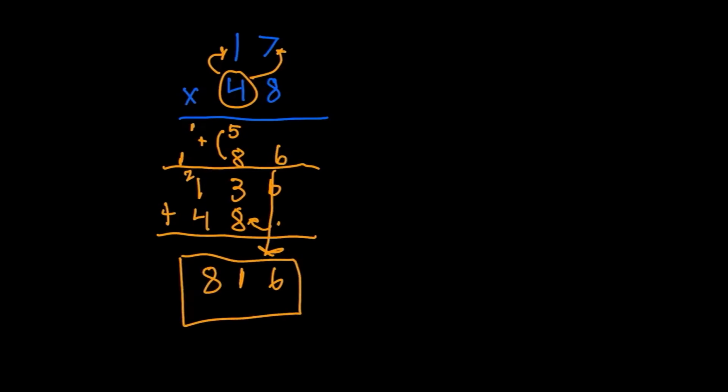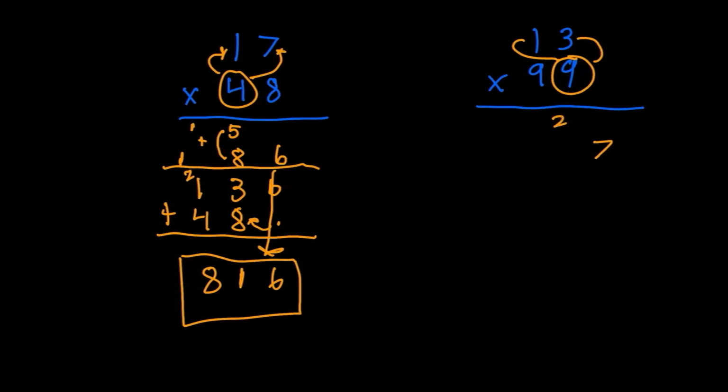And then for this last example, I'm going to choose the number 13 times 99. So I'm first going to start with the 9 on the right, multiply it by 3 and 1. So 3 times 9 is going to be 27, right? Write 7, put 2 up here. And then 9 times 1 is going to be 9, like this. Add them together. So this is going to be 7, 1, 1, like this.